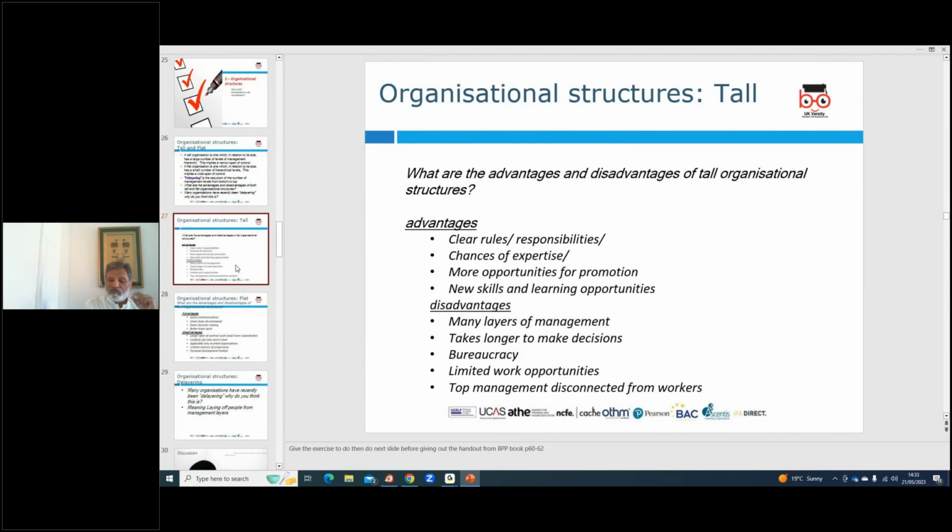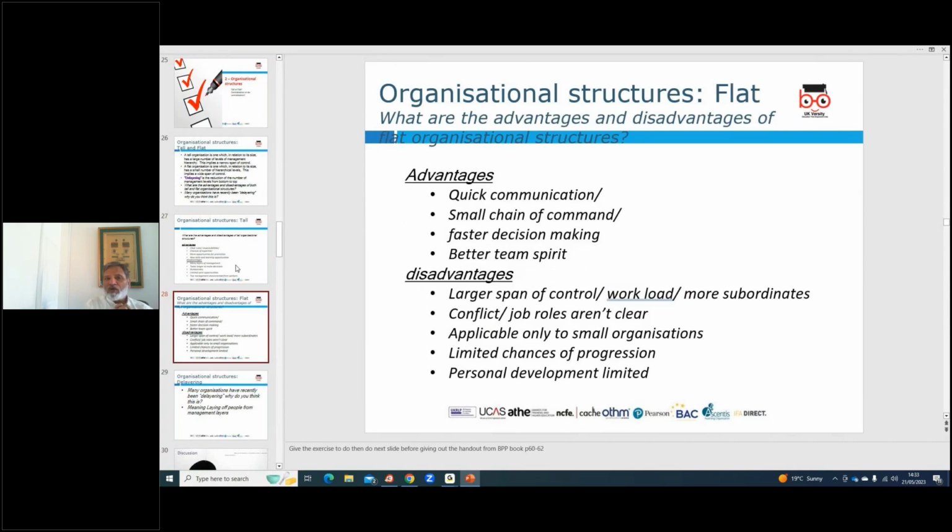Okay, that's the tall organization. Now a flat organization, like a small or medium-sized business, where the person makes a decision very quickly on the spot. The manager is there, responsible, and takes a very quick decision on what has to be done or not. A smaller organization, a partnership for example, or a small trader. The advantages are quick decisions, a small chain of command, faster decision making, and team spirit.